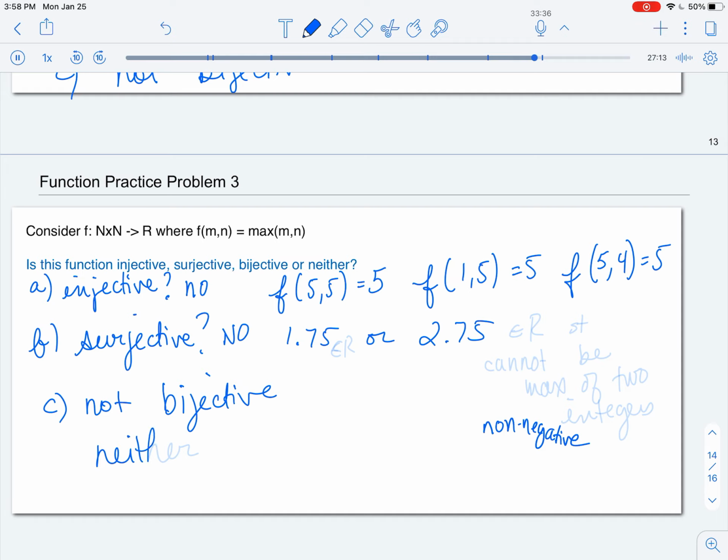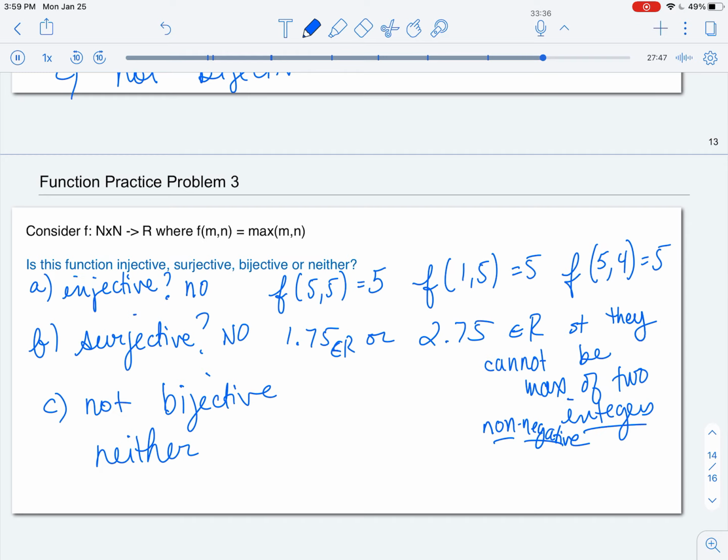So neither in this case. And we can be more formal with the surjective, but for right now, it's fine just to say, well, we can generate many points that are in the reals such that they could not be the max of two integers. This would only map to the integers, is the takeaway there. There's many counterexamples for that.